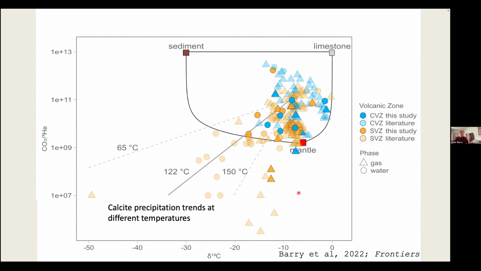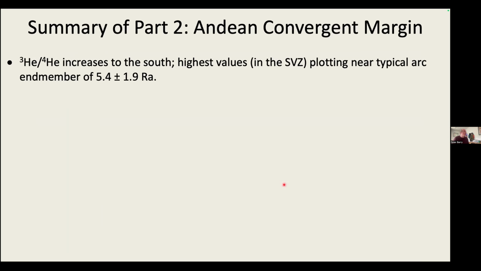But importantly, we didn't really see any systematic changes like we saw in Costa Rica, where it was this really beautiful Rayleigh distillation trend that allowed us to quantify how much carbon was being pulled out. Here, it kind of looks more like a shotgun. So it seems like there's not a really coherent trend in the back arc.